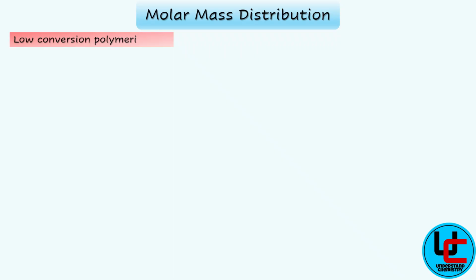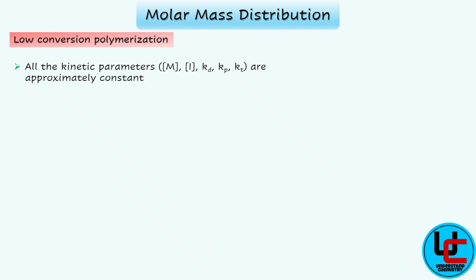The molar mass distribution of free radical polymerization is complicated as it involves different modes of chain termination like coupling, disproportionation, and chain transfer reaction of several types. In addition to this, the molar mass of polymer varies at any instant with the overall percent conversion. For low conversion polymerization, the kinetic parameters such as the concentration of monomer and initiator, the rate constant for decomposition, and other rate constants have constant values.